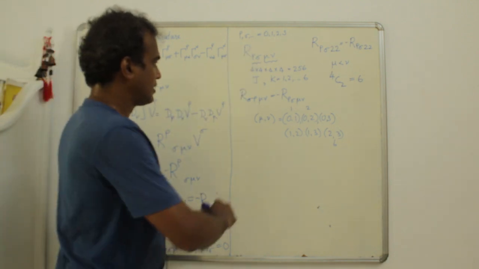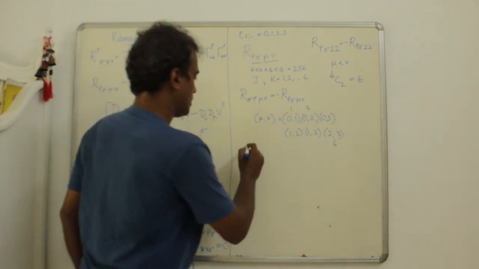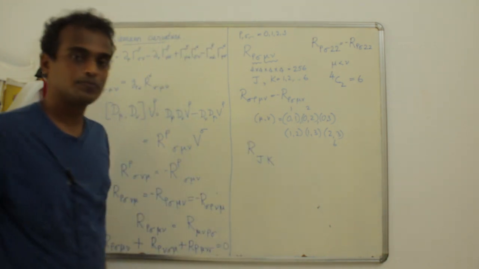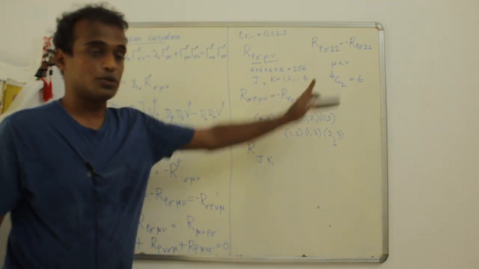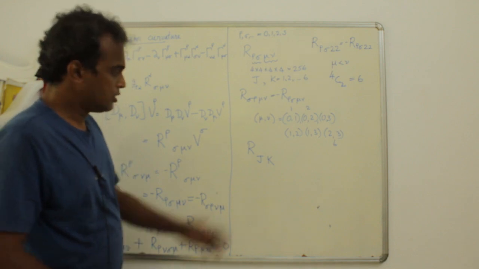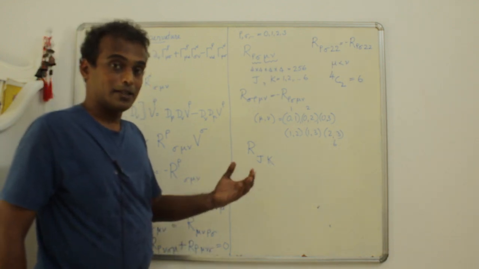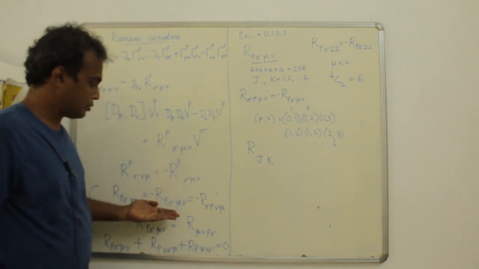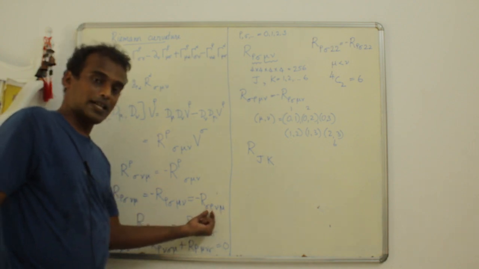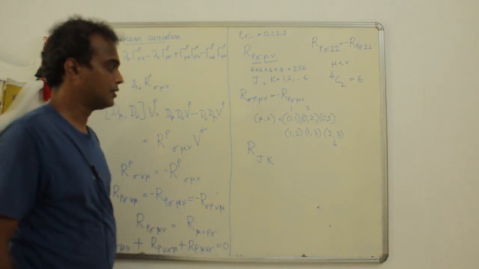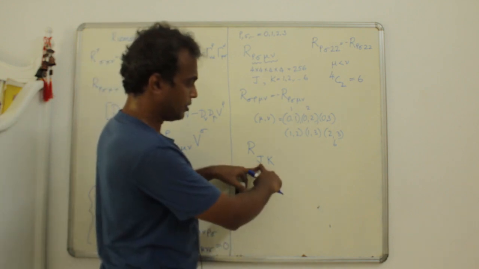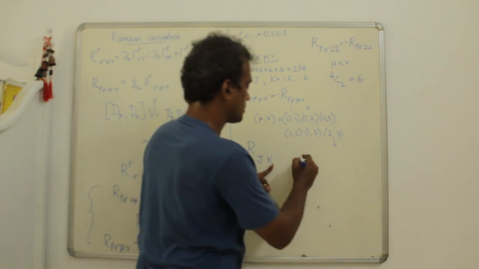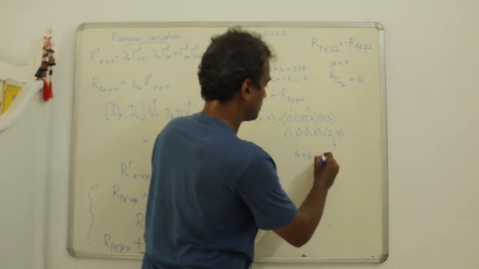Now you can see that we could also have written the same as R, J, K, where J and K run over 1 to 6. This way of writing it makes it obvious how many independent components this tensor now has after taking into account the antisymmetry of the first two indices and the last two indices. That is given by the number of possible values of j into the number of possible values of k, which is 6 into 6 equal to 36.